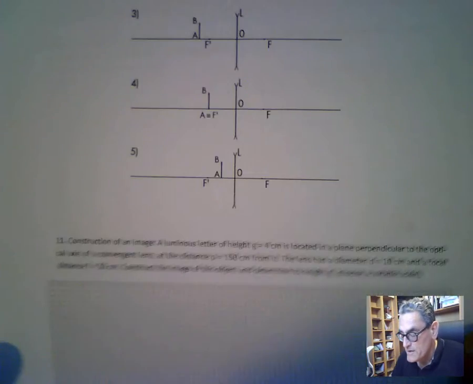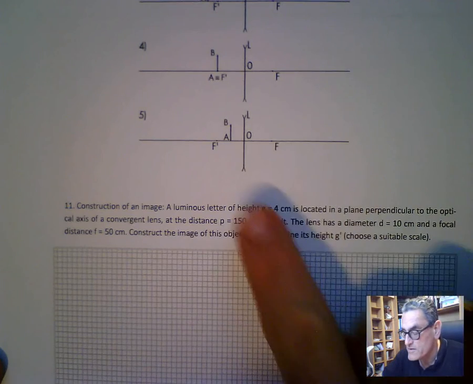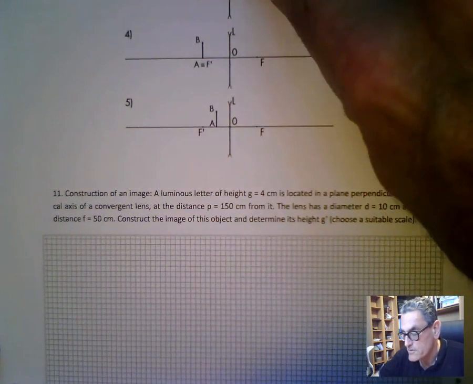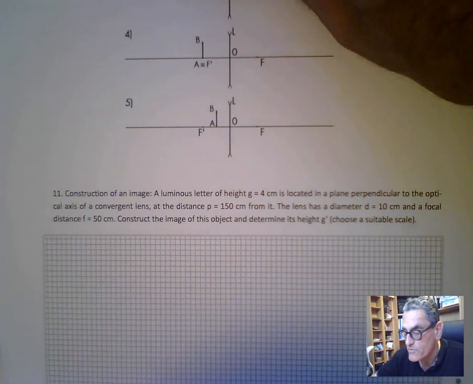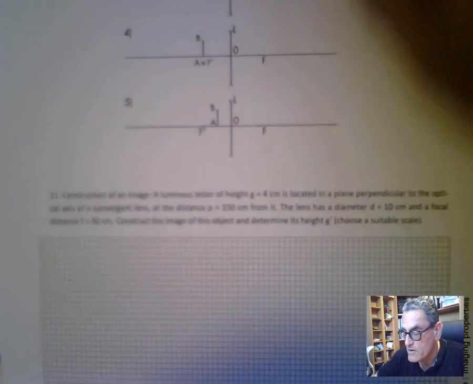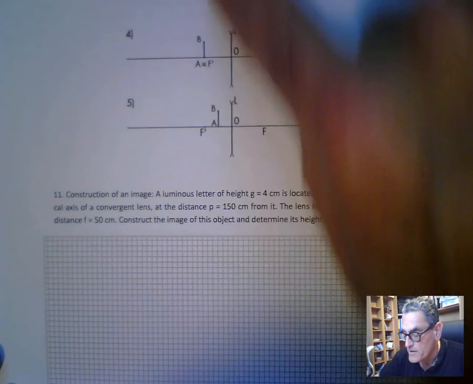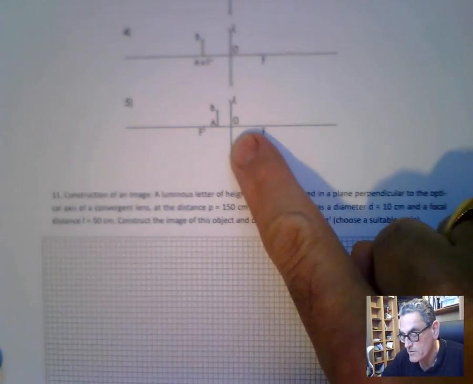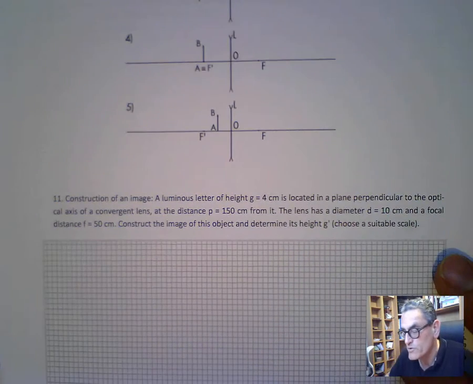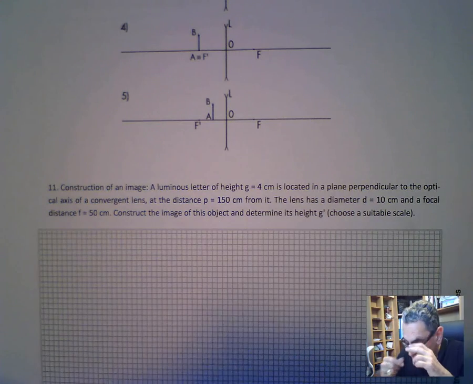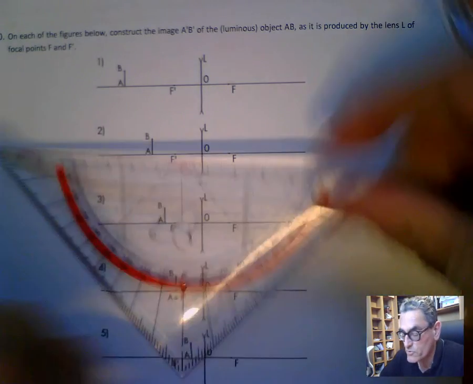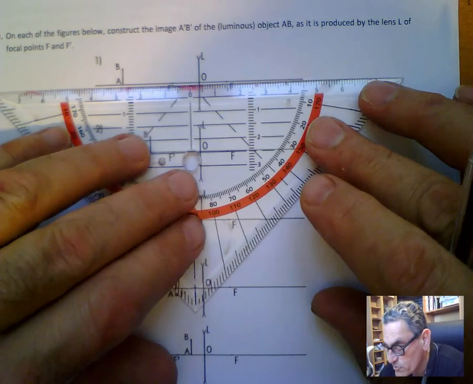Good. This is now the same exercise as what we did before, but with a divergent lens. Okay? And we are moving the object AB from quite far to the focal point, to between the focal point and the lens. So I will give you time to do it. I'll give you 5-10 minutes. Or we can do the first one together if you want. Yeah, let's do the first one together. The first one, what should I do? Tell me.